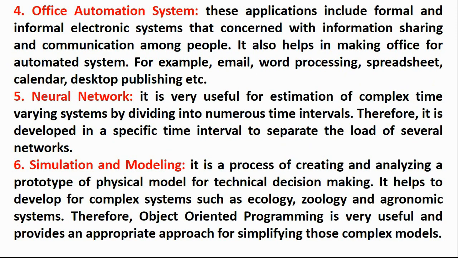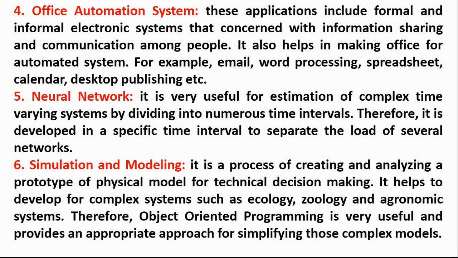4. Office automation system. These applications include formal and informal electronic systems concerned with information sharing and communication among people. It also helps in making office automated systems. For example, email, word processing, spreadsheet, calendar, desktop publishing, etc. 5. Neural network. It is very useful for estimation of complex time-varying systems by dividing them into numerous time intervals. Therefore, it is developed in a specific time interval to separate the load of several networks.